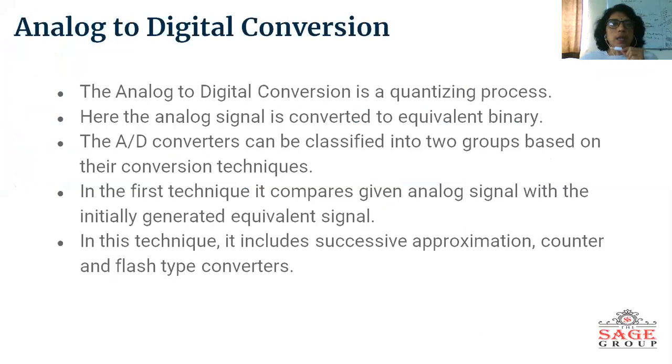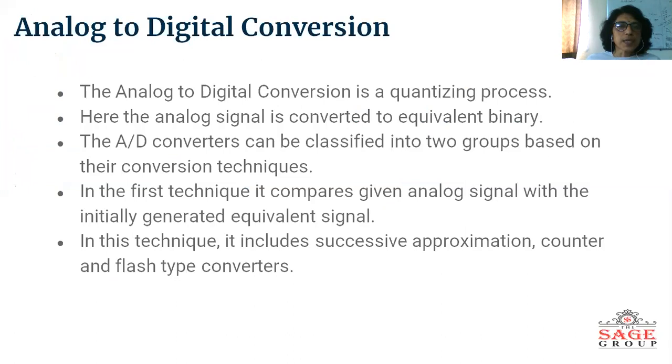Analog to digital conversion is a quantizing process. Here, the analog signal is converted into equivalent binary. A to D converters can be classified into two groups based on their conversion techniques.